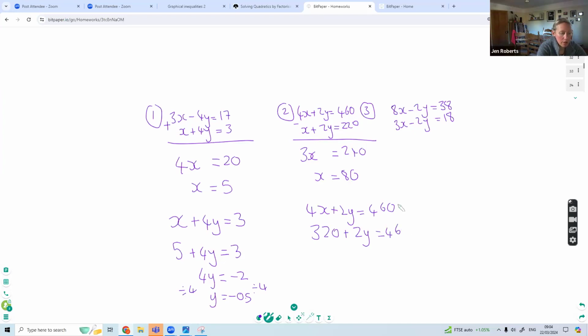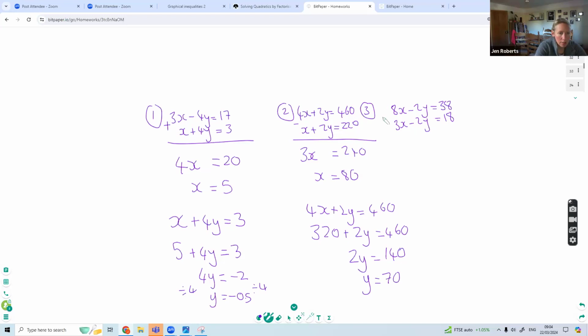I'm going to take 320 off of both sides. Take 320 off the left-hand side. I'm left with 2y. Take 320 off of here. I'm left with 140. Divide both sides by 2. y is 70. So remember, this is the only time I add.